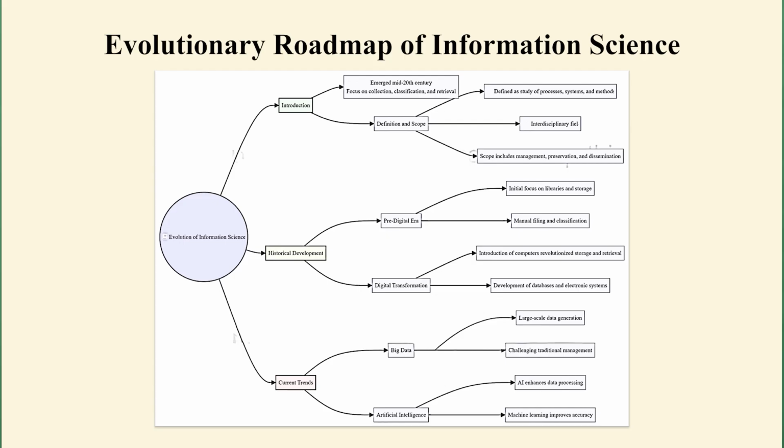So in case of big data, large-scale data generation is challenging traditional management. Nowadays we are very much acquainted with the application of AI. So AI emphasizes data processing. Machine learning improves the accuracy of retrieval or search methods. Now we can say that information science covers different fields like computer science, library science and other fields.